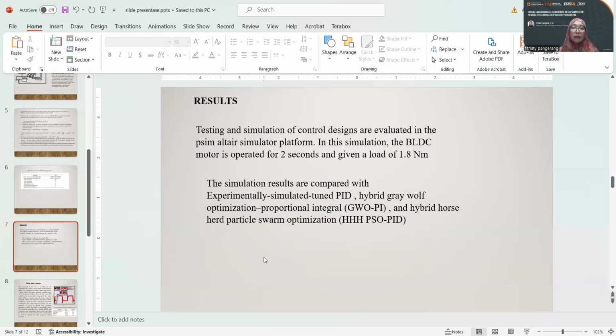Result: testing and simulation of the control design are evaluated in the PSIM Altair simulator platform. In this simulation, the BLDC motor is operated for 2 seconds and given a load of 148 Newton meter. The simulation results are compared with experimentally tuned PID, hybrid grey wolf optimization, proportional integral, and hybrid horse herd particle swarm optimization.